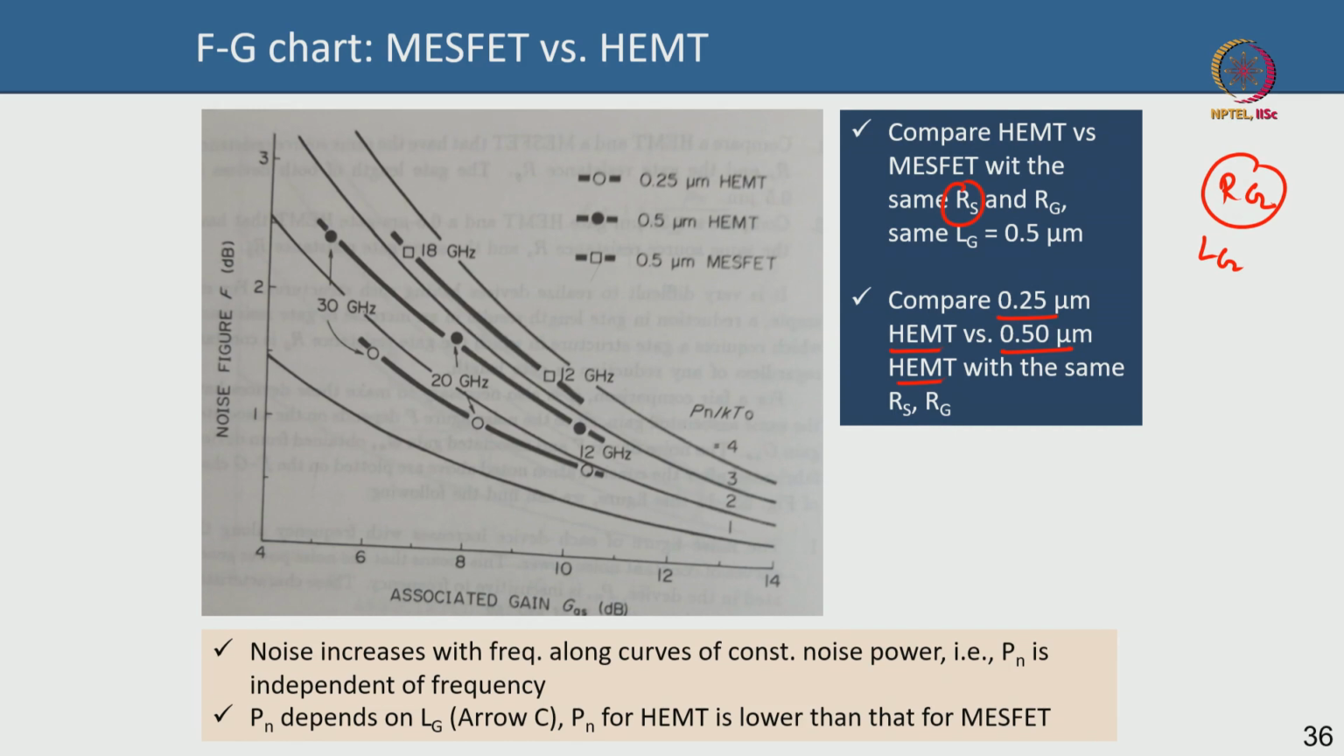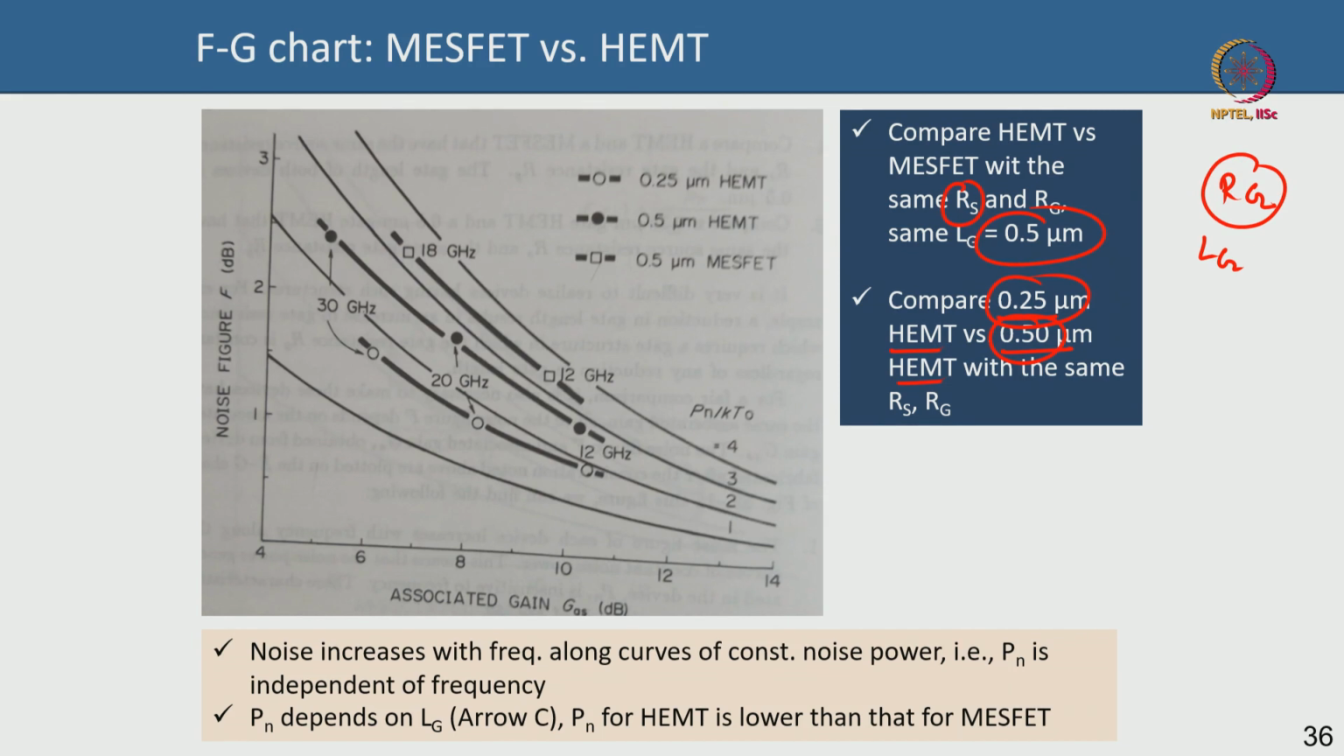However, they have taken three devices. One is a HEMT with 250 nanometer gate, one is a HEMT with 500 nanometer gate, one is a MESFET with 500 nanometer gate, 0.5 micron. So, what are the conclusions that they are drawing?